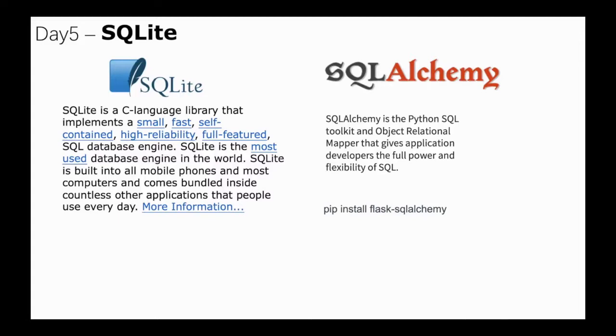In order to use SQLite, I think we need to install a library called SQLAlchemy. SQLAlchemy is a Python SQL toolkit and object relational mapper that gives application developers the full power and flexibility of SQL. It's very easy to install. Just run pip install flask-sqlalchemy.